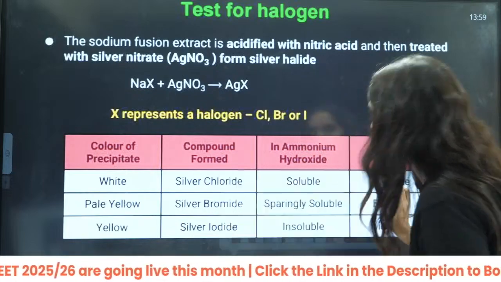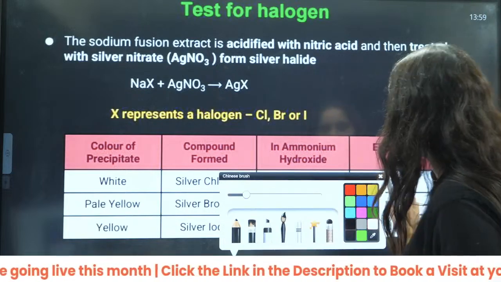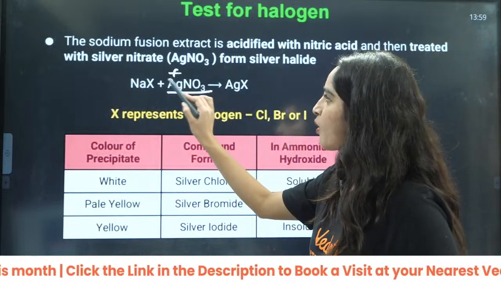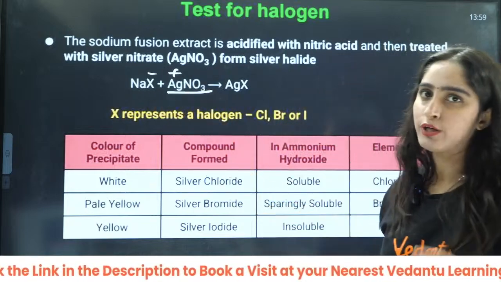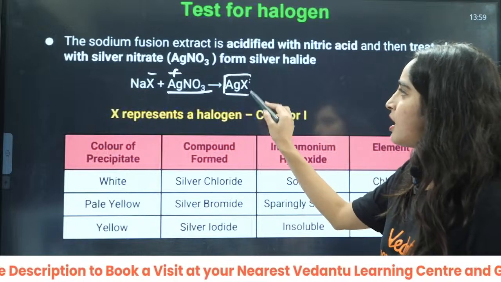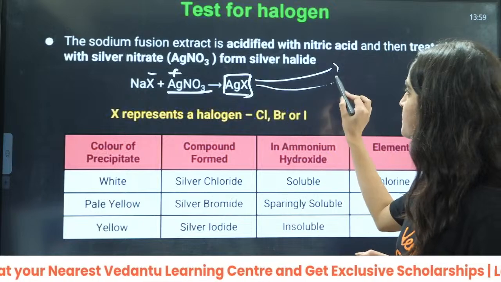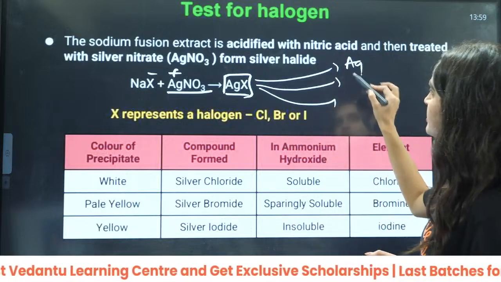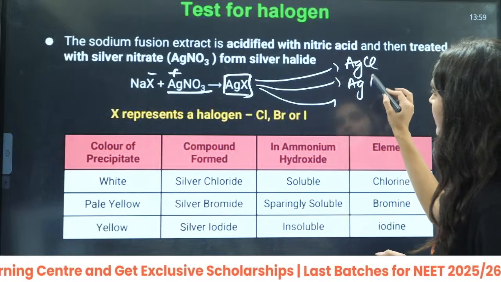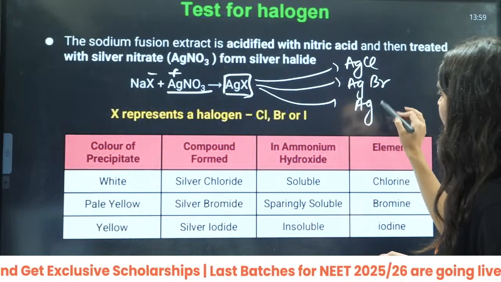Now, for example, with AgNO3, this Ag+ and this X- will combine together to form AgX. Now, this AgX can be of 3 types. First is AgCl, then it is AgBr, then it is AgI.